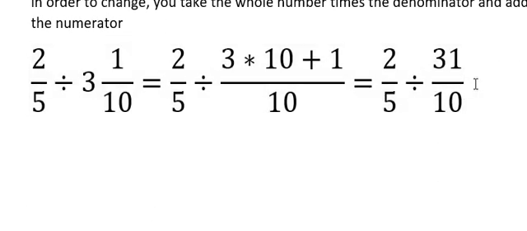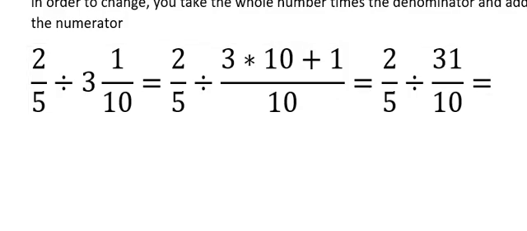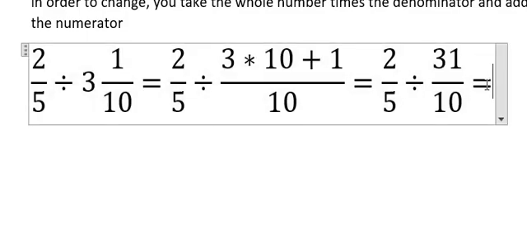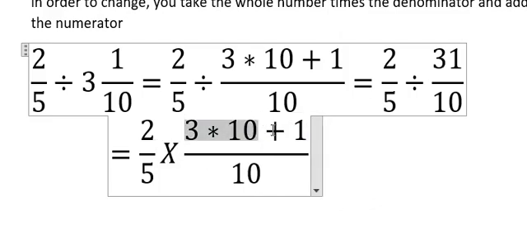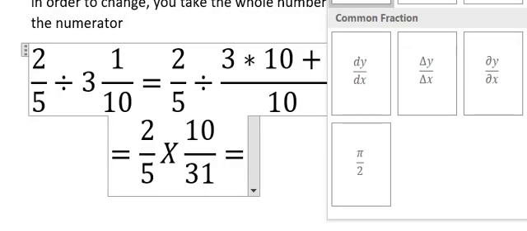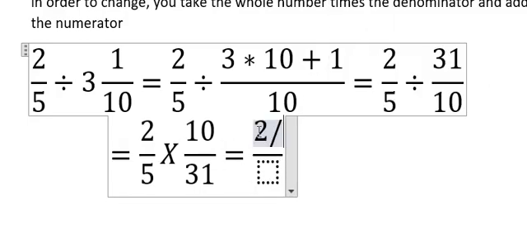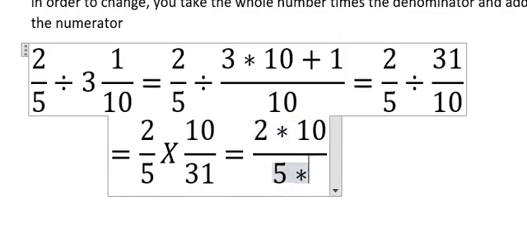So now we're going to do our keep, change, flip. So it is going to equal 2/5 times 10 over 31. Keep, change, flip. And that is going to equal, since we've done it, you're going to go 2 times 10 over 5 times 31.